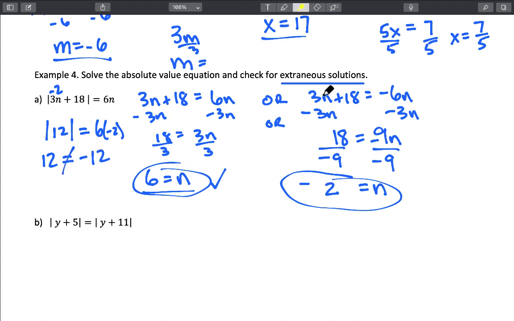So we would say that this value, n equals negative 2, is what's known as an extraneous solution. It looks like it might be a solution. However, when you plug it back into the original equation, it produces a false statement.